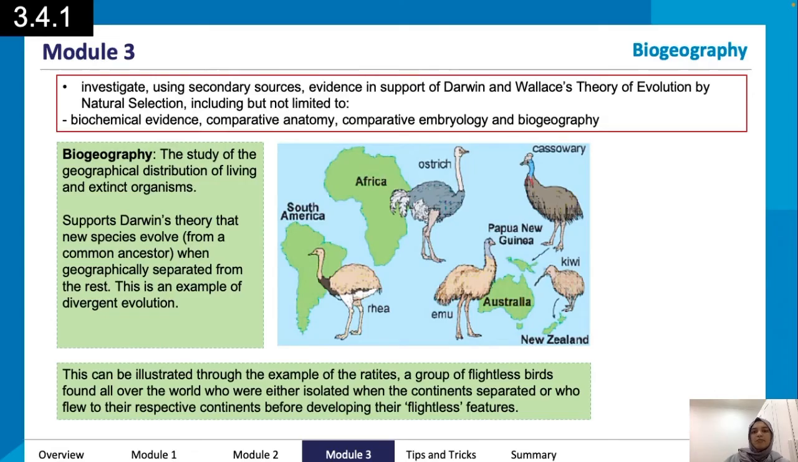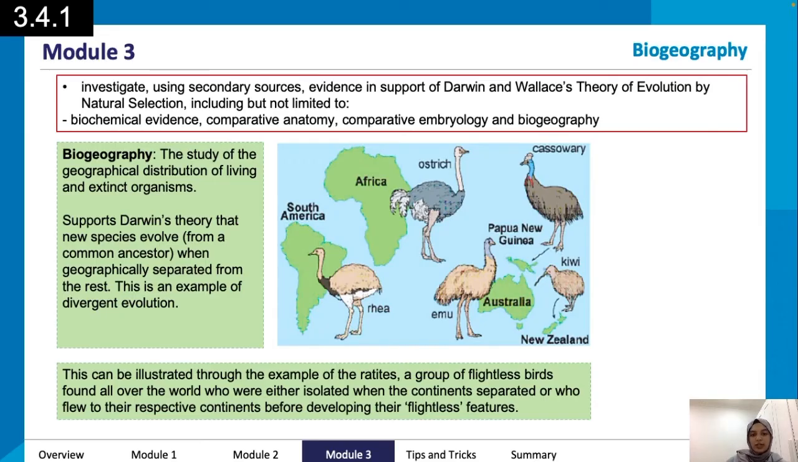Next up, biogeography. So again, we're looking at biogeography. What is this? It's the study of the geographical distribution of living and extinct organisms. To support his theory, Darwin said that new species evolve from a common ancestor when geographically separated from the rest. This is an example of divergent evolution.